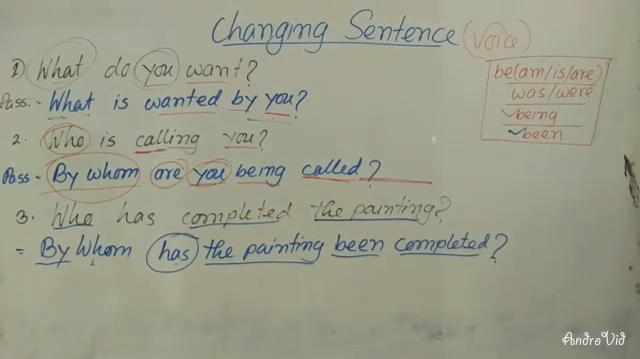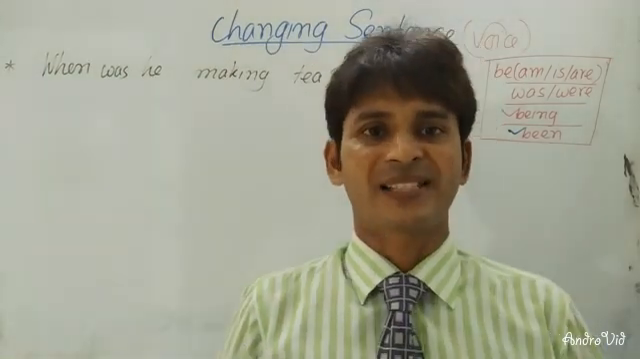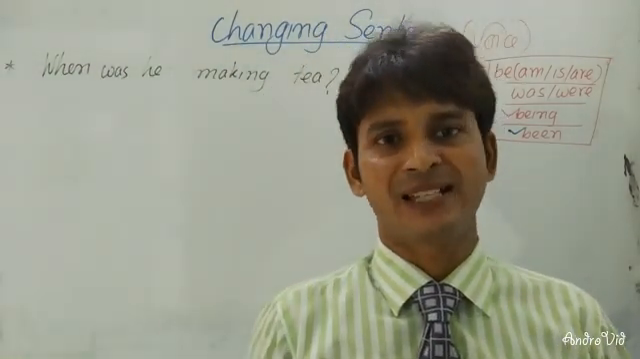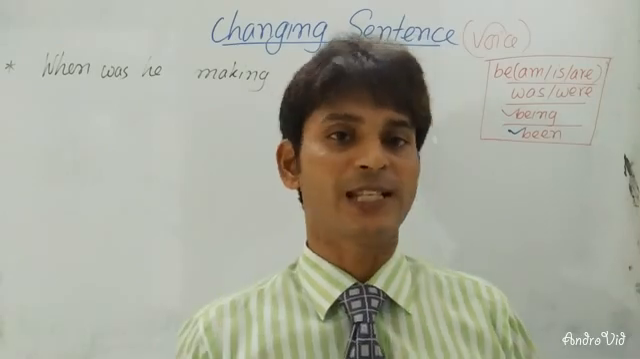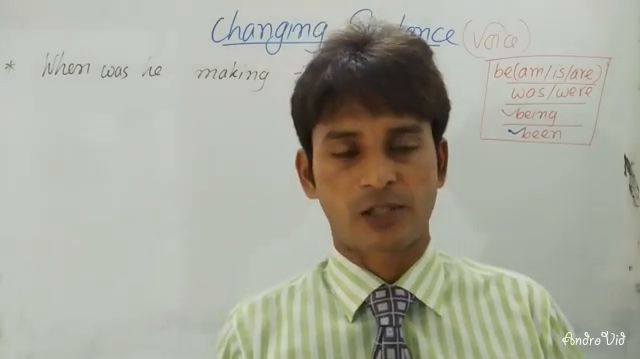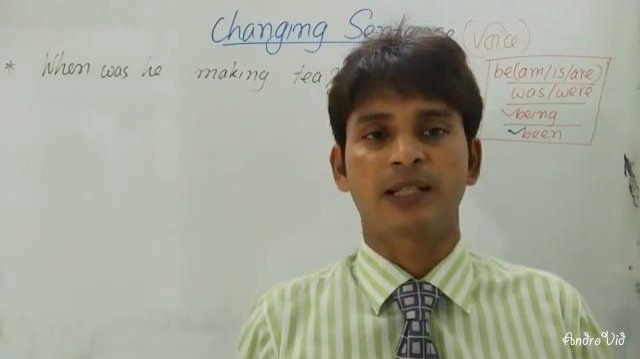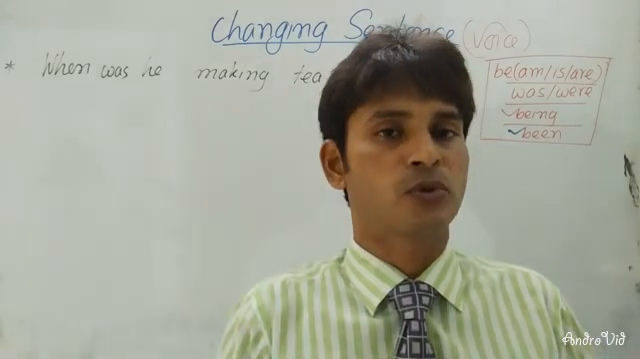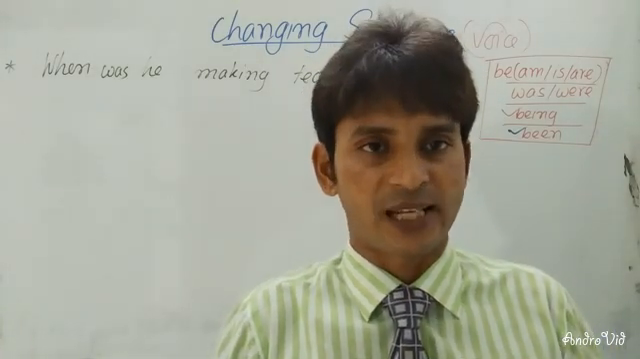Now I am going to give you more examples on different tenses to make it more clear to you. Dear learners, you can see that there is a sentence: when was he making tea? When was he making tea is an interrogative sentence in the past continuous tense. So at the time of changing into passive, the subject will be object and object will be subject. And the auxiliary verb will be set before the subject as it is an interrogative sentence. And if there is any interrogative pronoun, you will have to set this at the beginning of the sentence. It is mandatory for an interrogative sentence.